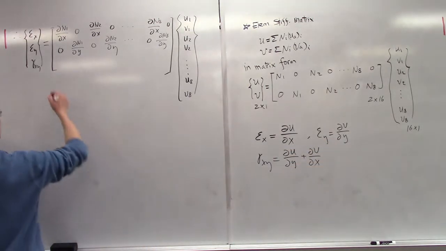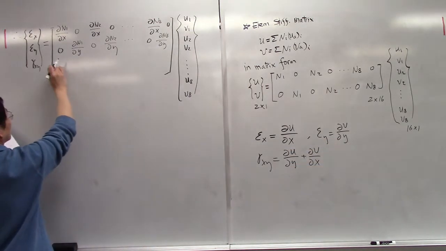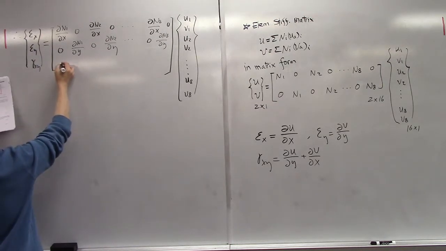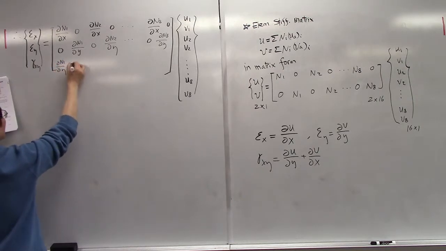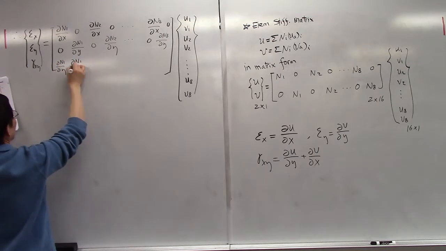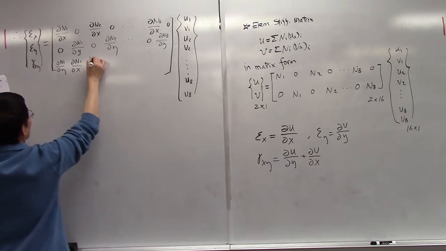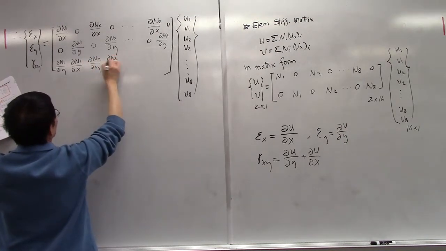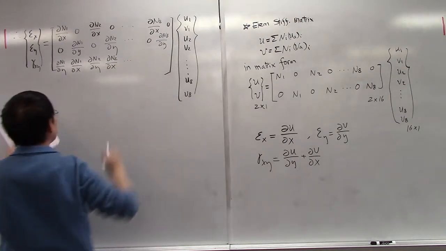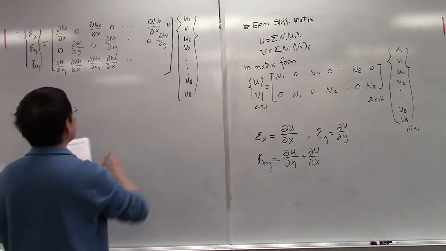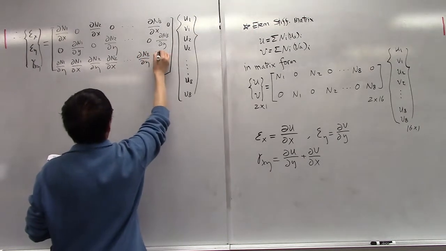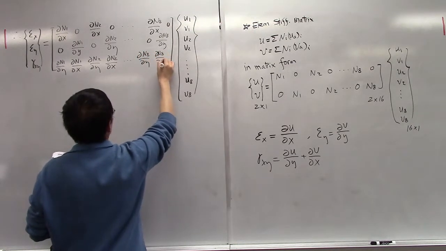And the third one is a little bit complicated. It has non-zero entries across every column position. It is partial N1, partial y, partial N1, partial x, then partial N2, partial y, partial N2, partial x, etc., up to partial N8, partial y, partial N8, partial x.